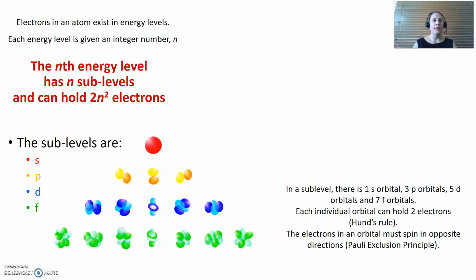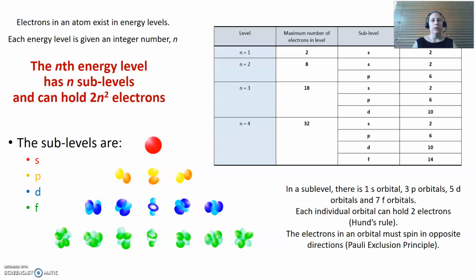And that's nicely covered by our rule. The nth energy level has n sublevels and can hold 2n squared electrons. If we look at that using the table in your booklet that you have to fill out, we've got energy level 1, for example. You can have 2n squared electrons in that energy level. So n is 1, 1 squared is 1, times 2 is 2. So there's 2 electrons allowed in that level. It has 1 sublevel, because it's the first energy level, and that's s. Okay, so it holds 2 electrons.